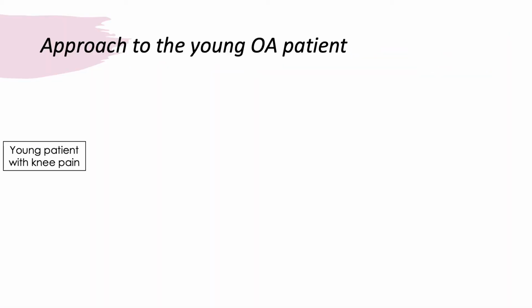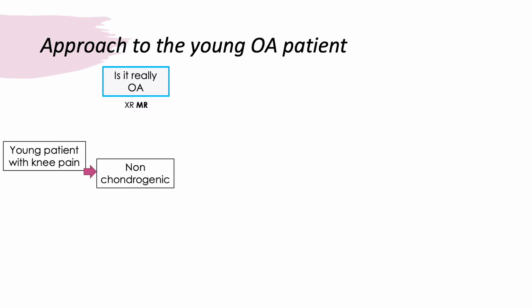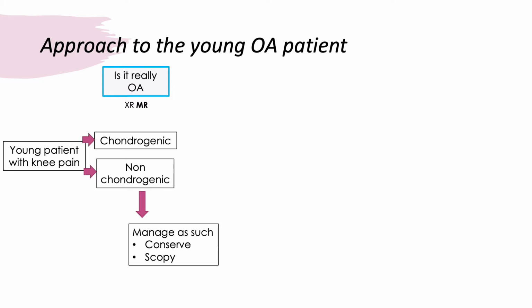So what is the approach to the young osteoarthritic patient? A young patient with knee pain, the first question we ask ourselves is, is it really osteoarthritis? And besides the symptomatology, it's the X-ray and MRI that help us. Here we're looking to see if there is a non-chondrogenic cause of pain, which could include a meniscal tear or a ligament injury, and in this case, these are managed either conservatively or arthroscopically.